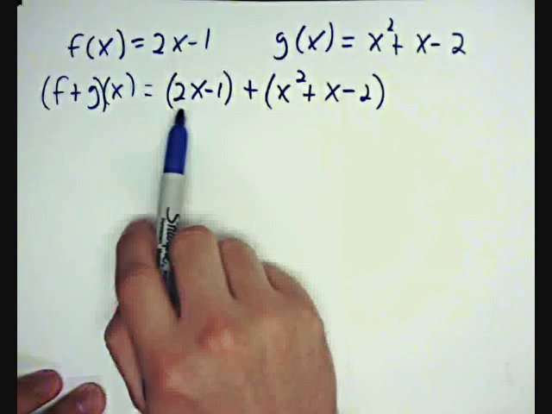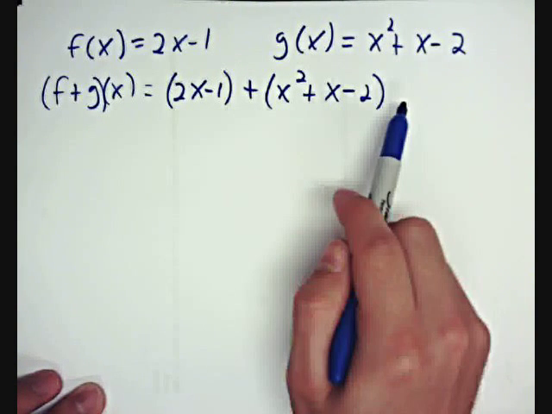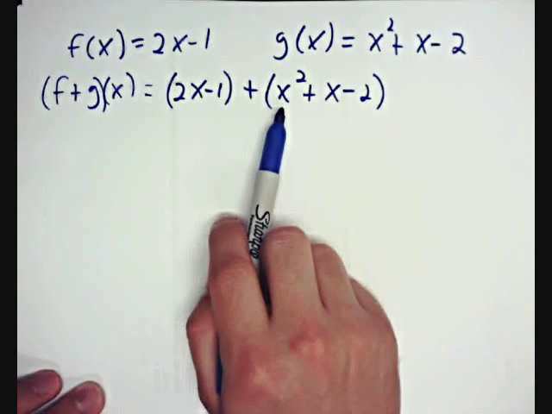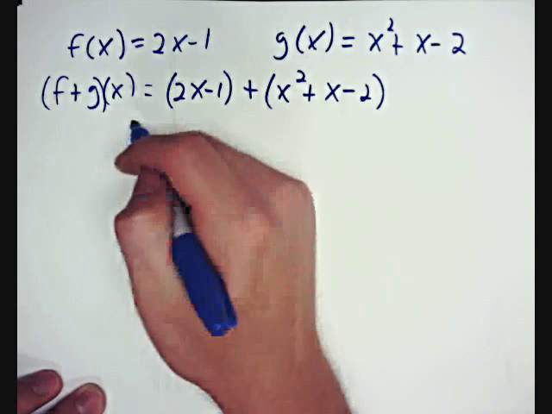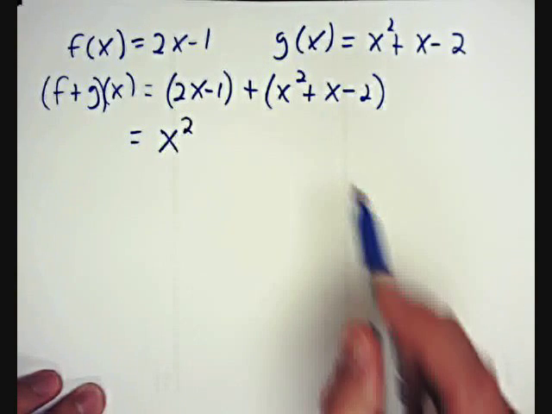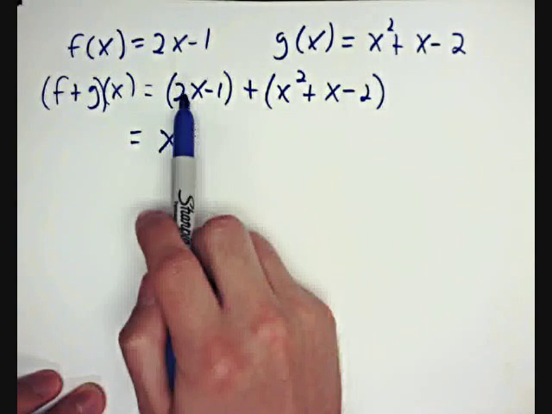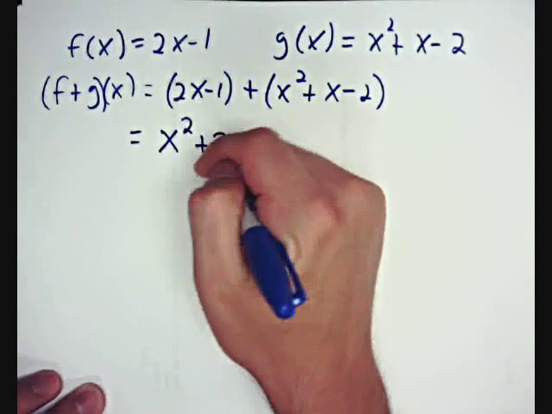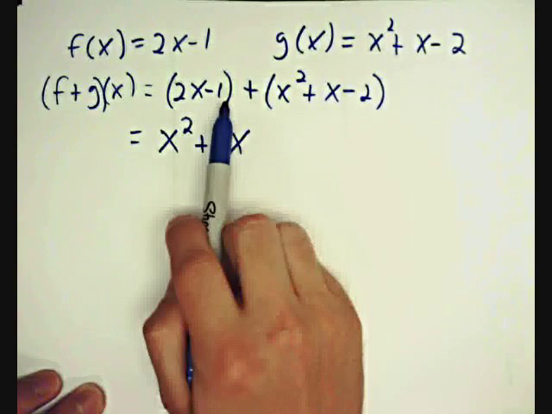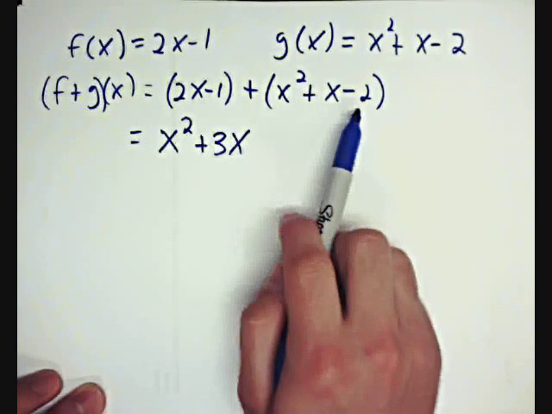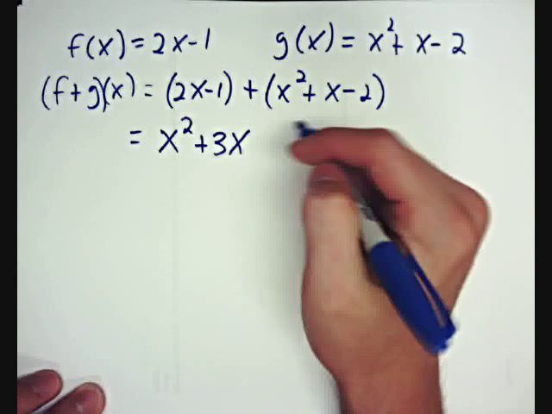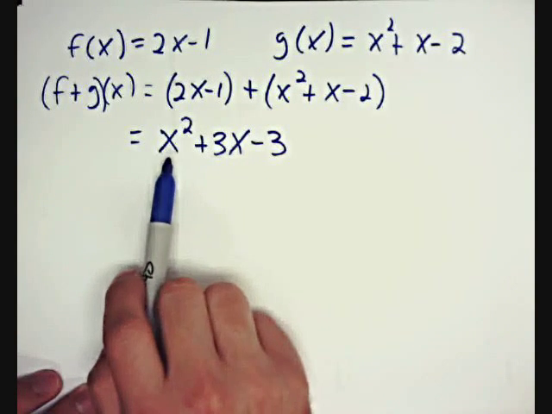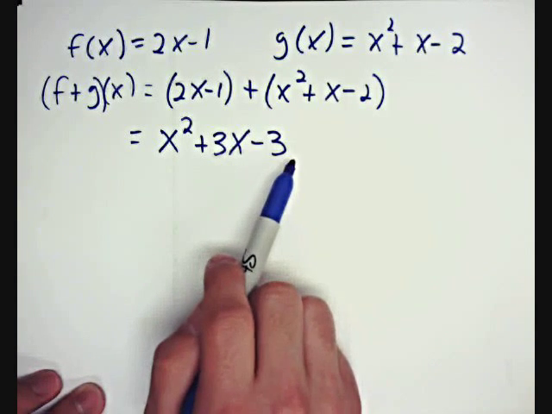Okay, so since we're adding, these parentheses don't do anything for us. We can just add our like terms directly. There's only this x squared term, so this will equal x squared. For x's, we have 2x plus x, so that's 3x. And then our constants, negative 1 minus 2 is negative 3. So f plus g of x is x squared plus 3x minus 3.